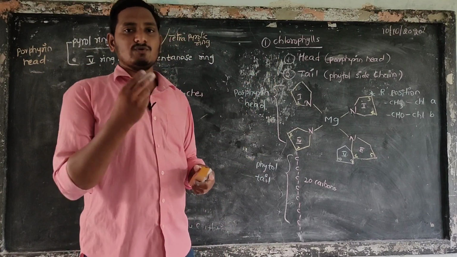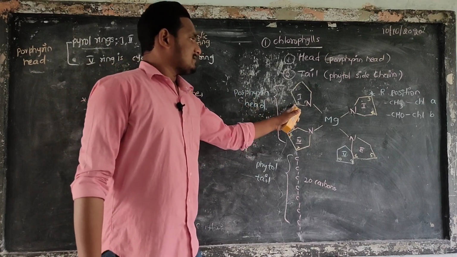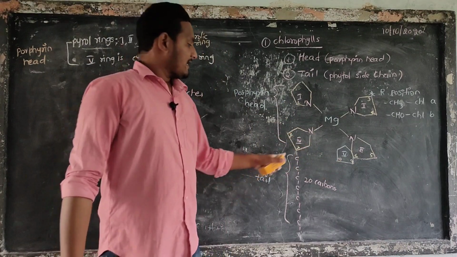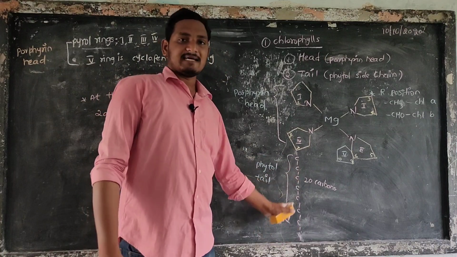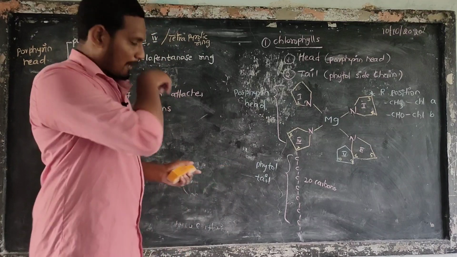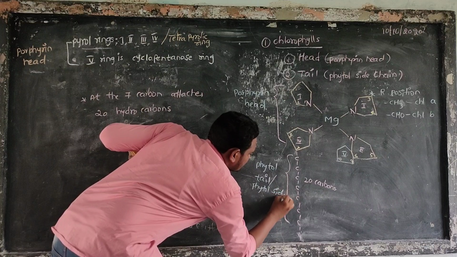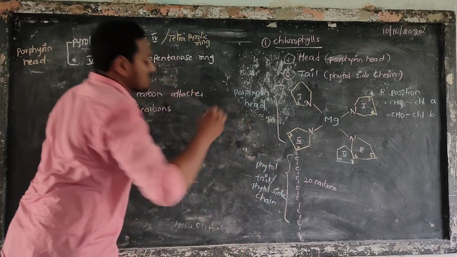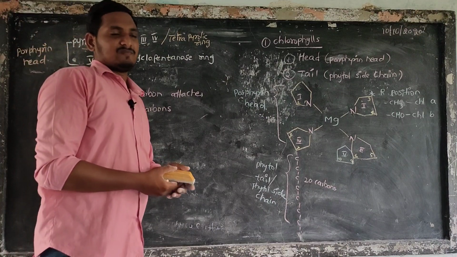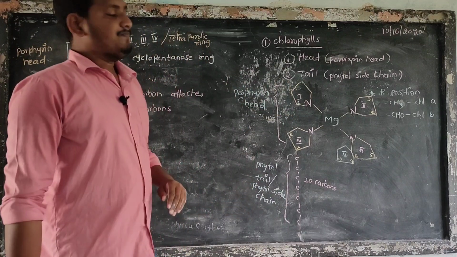Chlorophyll structure is made up of two parts. One is the head part, one is the tail part. The head part is made up of the tetrapyrrolic ring and cyclopentanone ring. The tail part is made up of 20 carbon hydrocarbon molecules attached at the 7th carbon. That is the phytol tail or phytol side chain. This is the chlorophylls: head part and tail part.